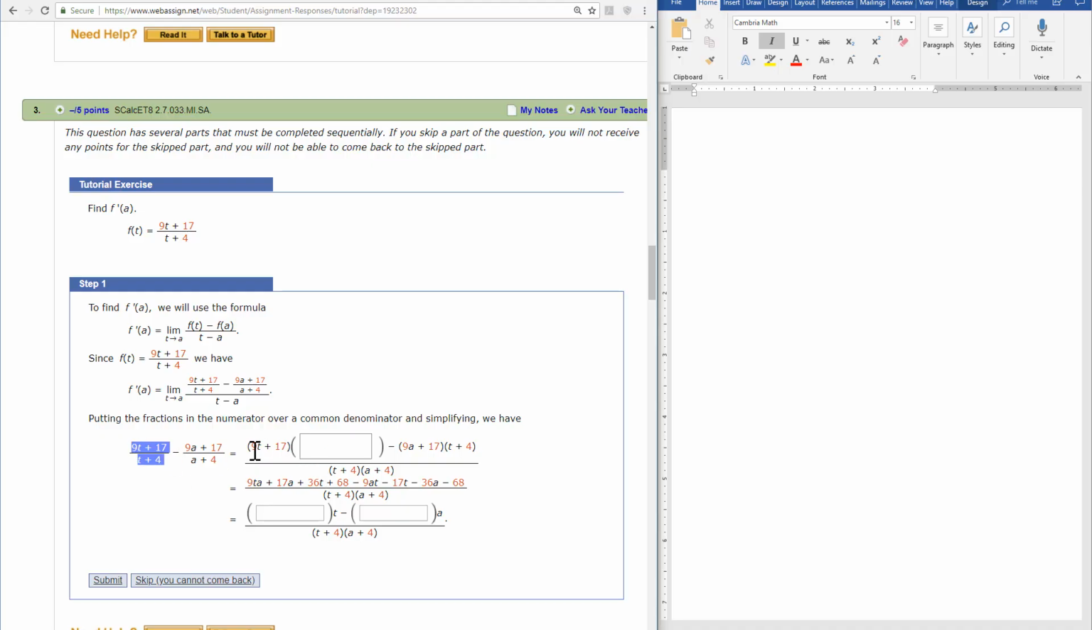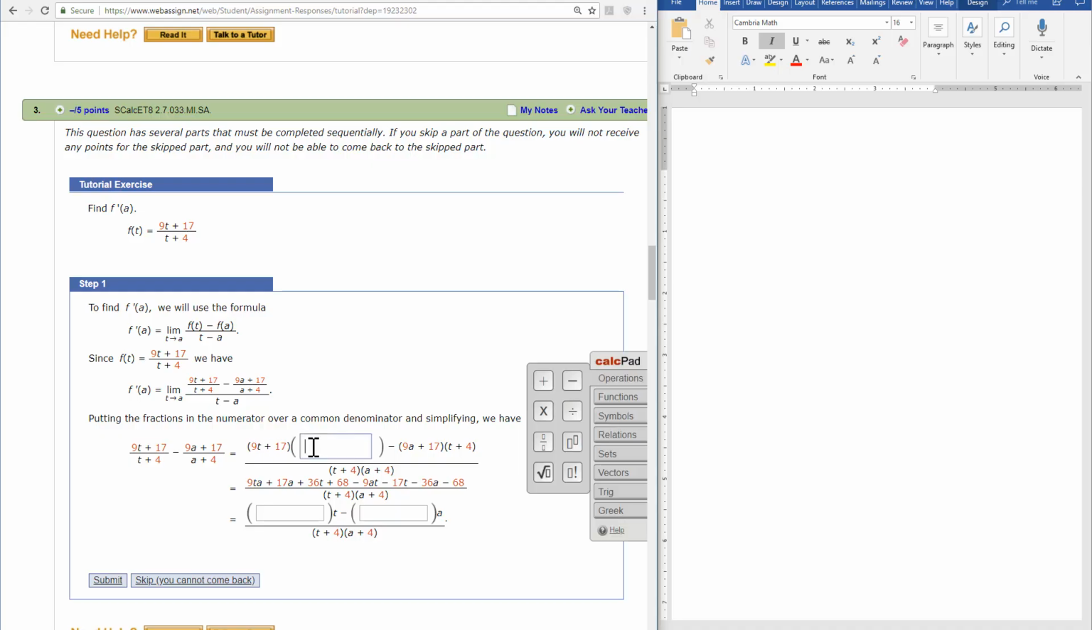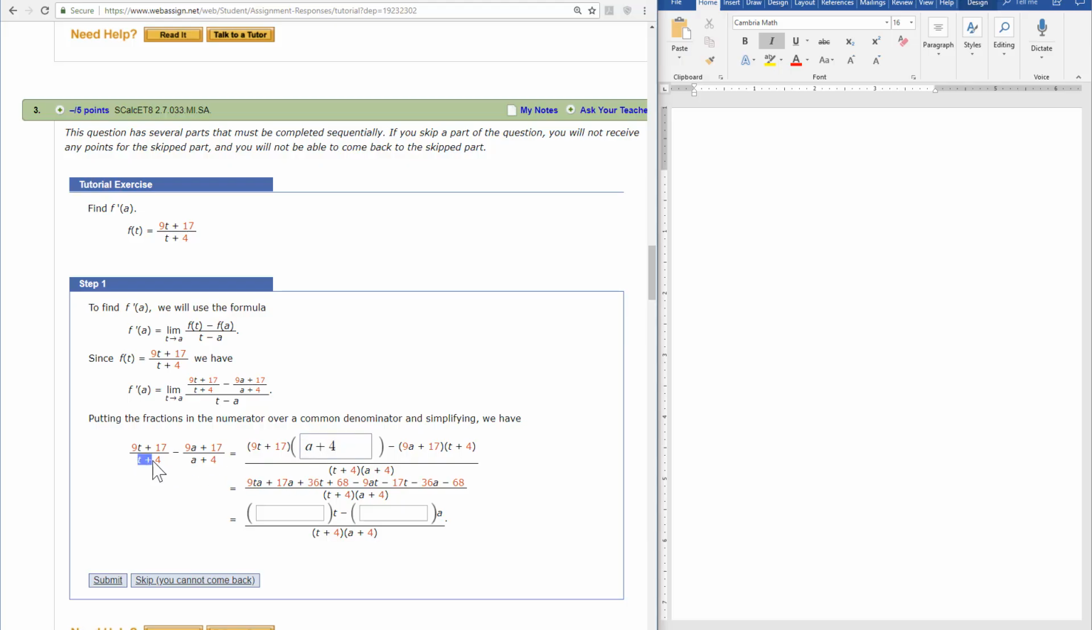So the numerator will become 9t plus 17 times a plus 4, and then our denominator is going to be t plus 4 times a plus 4. So that's the first part. And then we're going to multiply the second rational function by t plus 4 over t plus 4, and that's why there's a t plus 4 here. And then now that they have the same denominator, they combined it into one denominator.